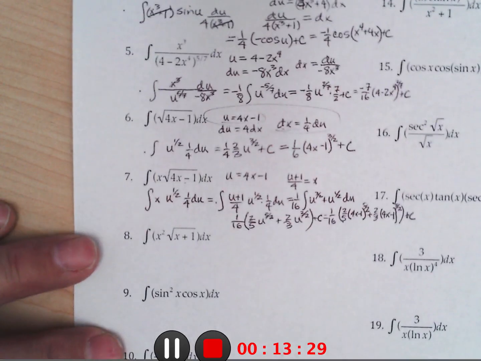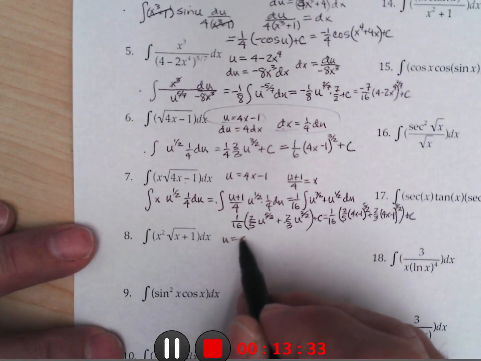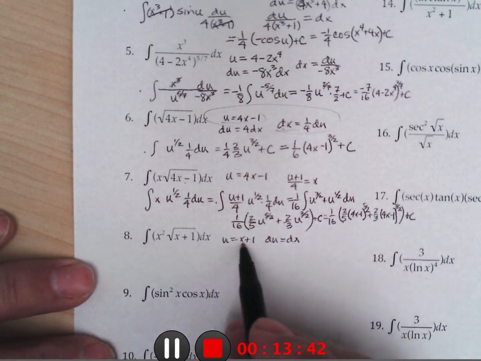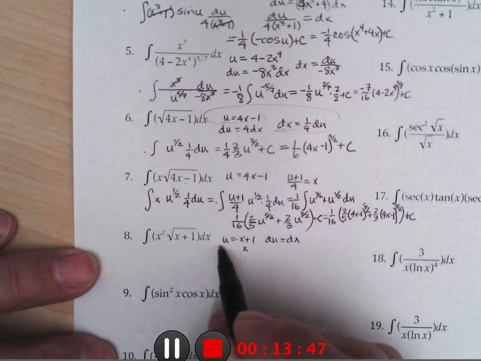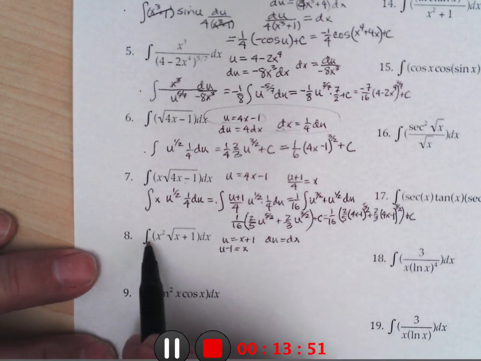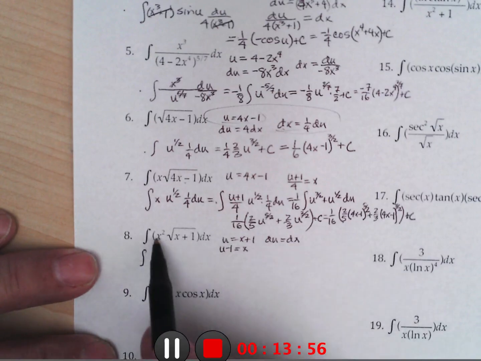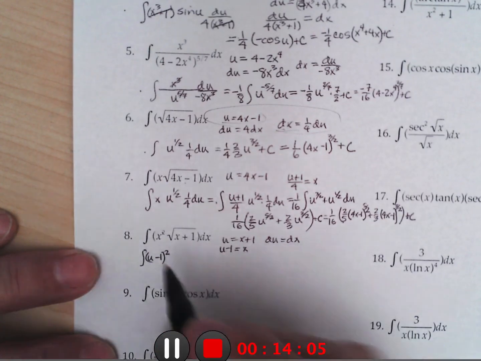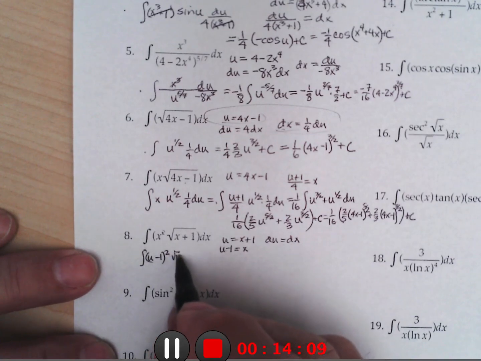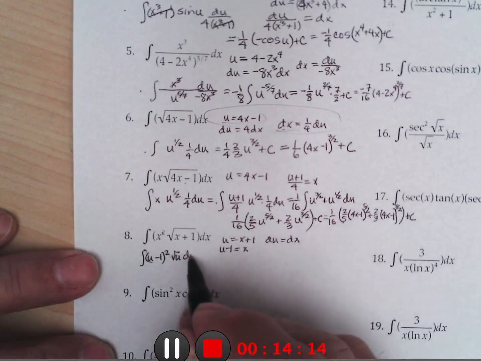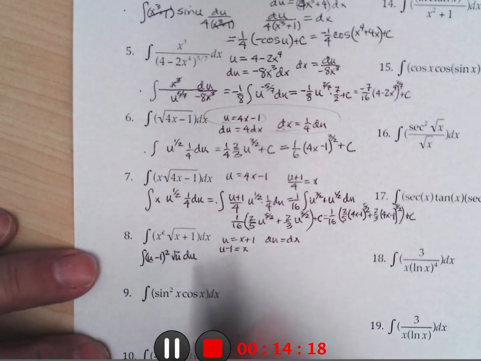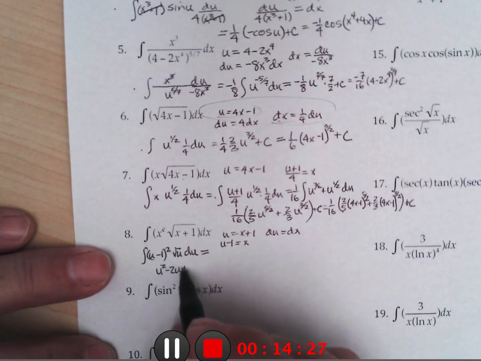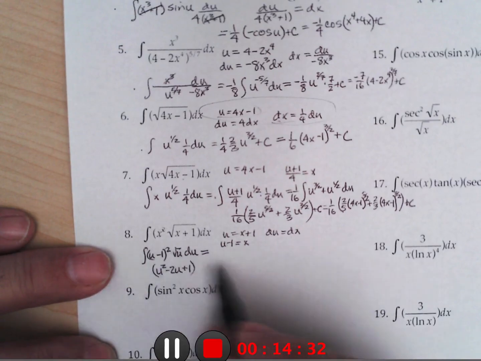Next one, similar process. I'm going to let u equal x plus 1. du is going to equal dx. And I think I'm going to solve for x, which should be, subtract 1, u minus 1. So this integral becomes, I don't have any x to cancel that x squared, so I'm going to have x squared, which is going to be u minus 1 squared, times the square root of u. du is dx, so those are the same. So I'm going to square u minus 1, which is going to be u squared minus 2u plus 1, FOILing that out, times the square root of u, which is u to the 1/2.